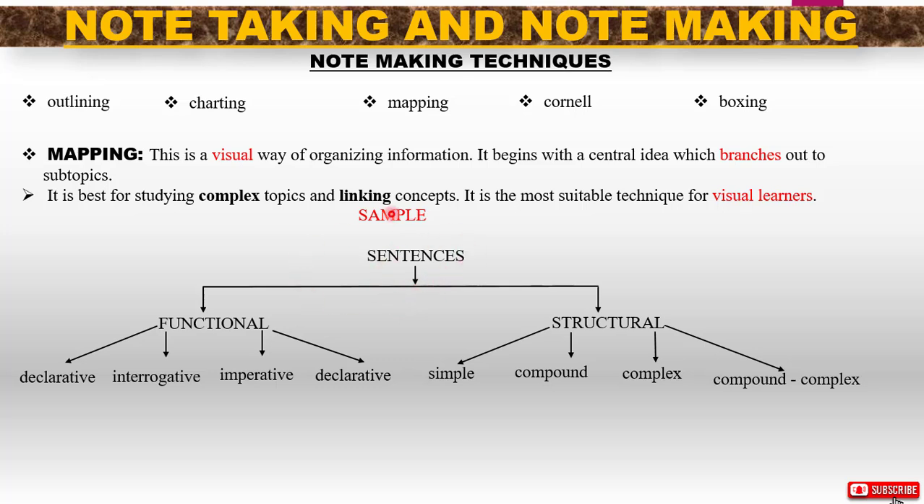So here, our main topic is sentences. We have two main categories of sentences, the functional and the structural. Have you seen how we used branches to link the two categories? This is what we call mapping. It is a visual way of organizing information. Now, what are the sentence types under functional? We used branches to talk about the functional types, and we did the same for the structural types. So if you are a visual learner, then this method is the most effective.